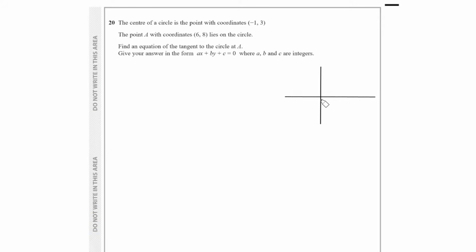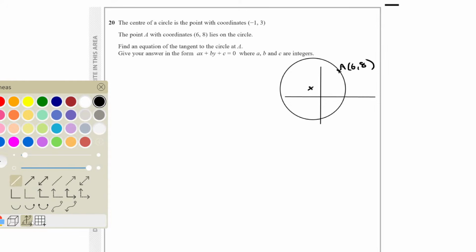So my center is -1, 3. So let's say roughly here. Again, it's not to scale. And then it goes through 6, 8. It doesn't have to be exactly to scale. So my center is about there, and then let's say 6 across it, it's here. This is A, 6, 8. So my tangent is there. Straight line.